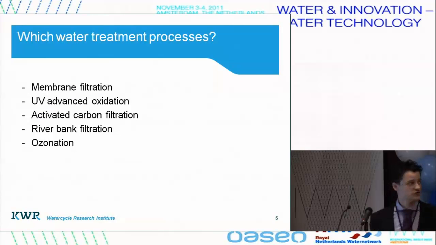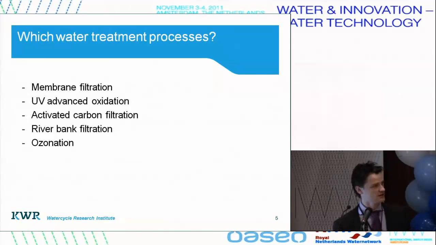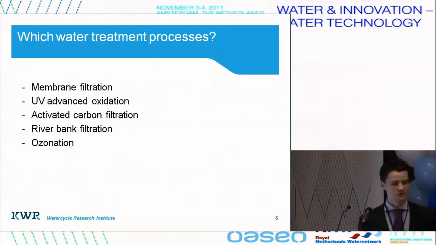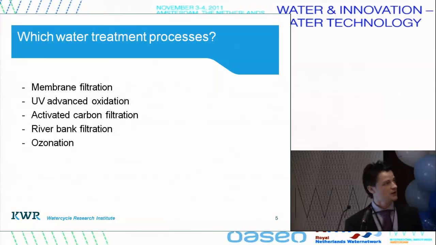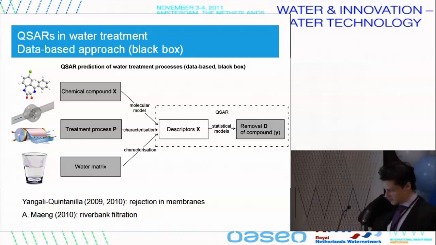So where can you use it? You can use it for all kinds of different water treatment processes. I mentioned a few on this slide. And in this work, I focused on the UV advanced oxidation process, which is one of my expertise. But you can also use it for other processes. I used a scheme to show how we developed it. I used two different schemes. This is the first one, and the other one will follow in the next slide.